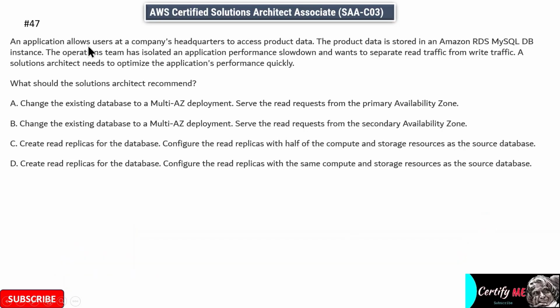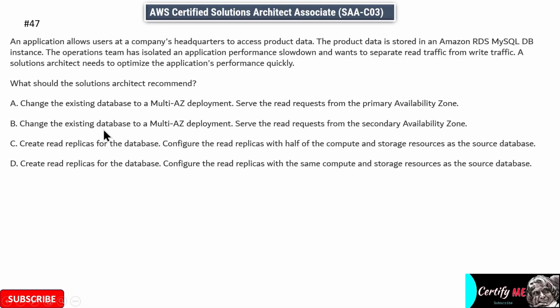An application allows users at a company's headquarters to access product data. The product data is stored in an Amazon RDS MySQL database instance. The operations team has isolated an application performance slowdown and wants to separate read traffic from write traffic. A solutions architect needs to optimize the application's performance quickly. What should the solutions architect recommend? The options are option A. Change the existing database to a multi-AZ deployment. Serve the read requests from the primary availability zone.